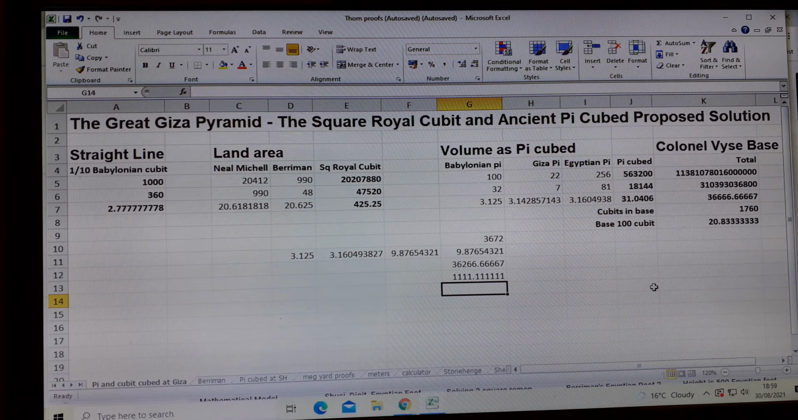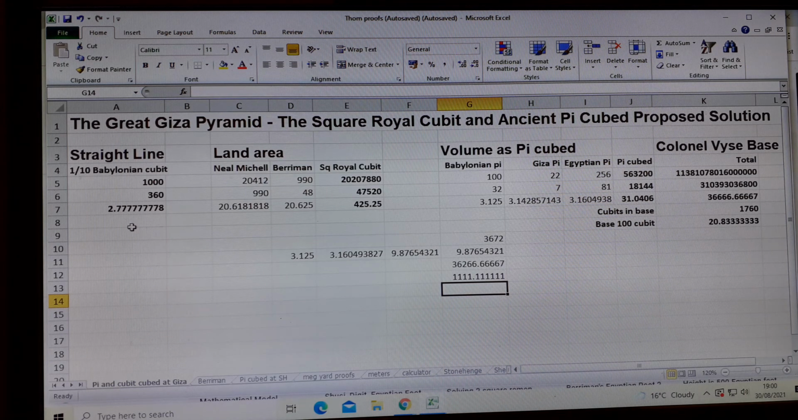And this is a culmination of all the work that I've been doing over the past few years. And it may not be following the principles that the Egyptians worked under, and they're very difficult to follow. But this is following the guidance in Berriman, and following the units that Berriman has given us. And this land area solution is the solution to the square Royal Cubit. This unit here is the metre divided by 360, so it's the line divided by the circle, which is the Babylonian cubit. And volume as pi cubed is obviously what it says it is. It's giving us the Colonel Vyse base.